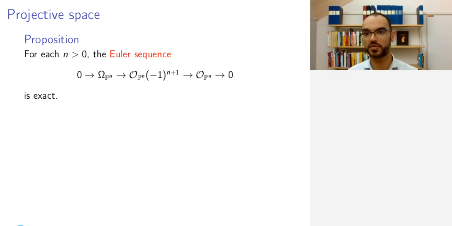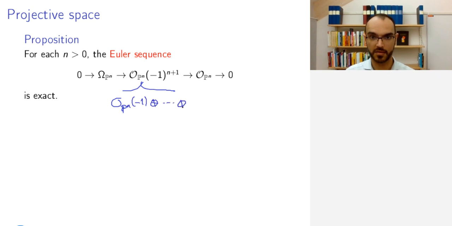So how do we compute omega P^n? Well, for that we have the Euler sequence. So omega P^n fits here at the beginning of the sequence. Here we have the direct sum of n plus 1 copies of this twisted sheaf, and here we have O_{P^n}. So what are these maps, f and g?